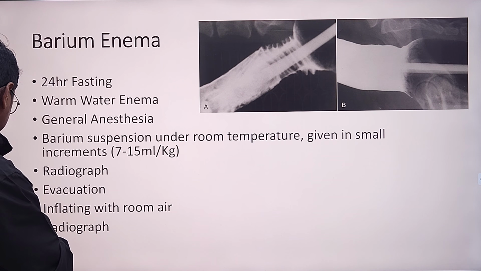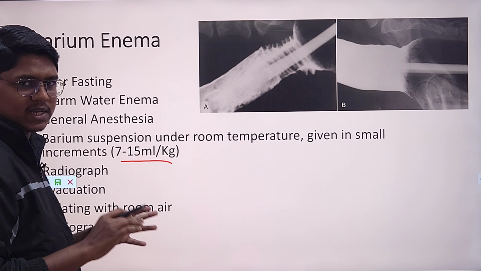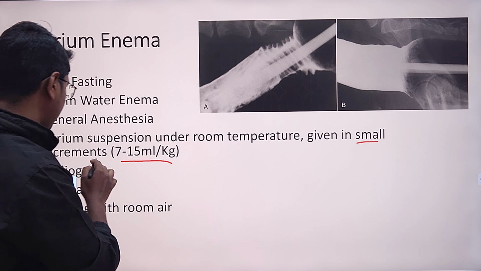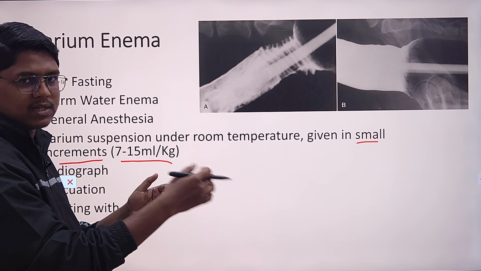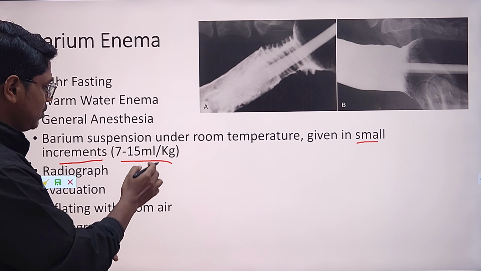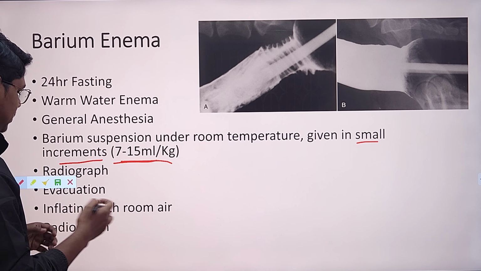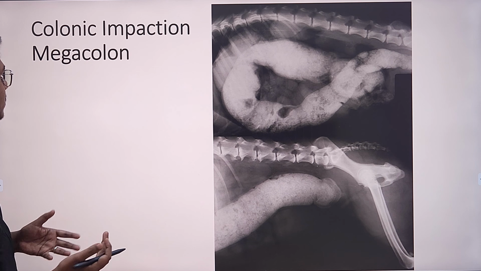One more thing regarding pushing the barium enema, the dose rate is 7 to 15 ml per kg, but it should be pushed in small incremental doses. You have to push a small amount, then take a radiograph, then some more, then take a radiograph, until it is fully distended. Don't decide on 10 ml per kg and push it all at once. Not like that. You have to give in small incremental doses. The complication can be perforation.